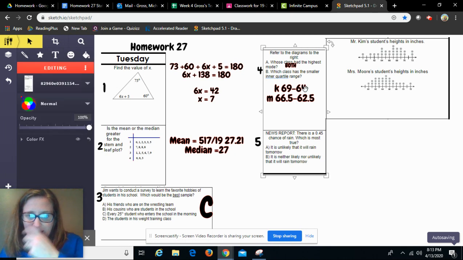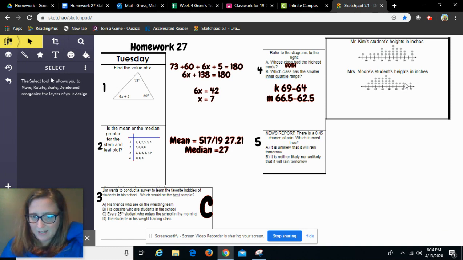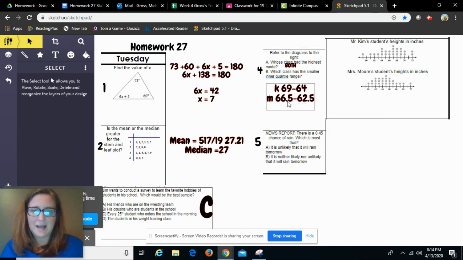If you do the same thing for that second one, the second one, do the exact same thing. You're going to get on this side 66.5 because it's between 66 and 67. And when you do it on this side, 62 to 63, so 62.5. So then you're going to find the range here. This one is 5 and this one's 4. So which one had the smaller range? Mrs. Moore's class did, because it would be 4.